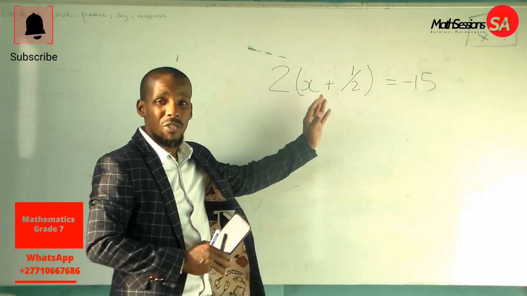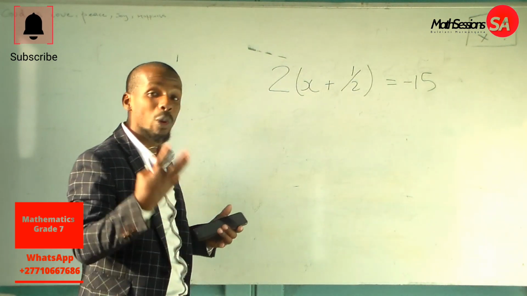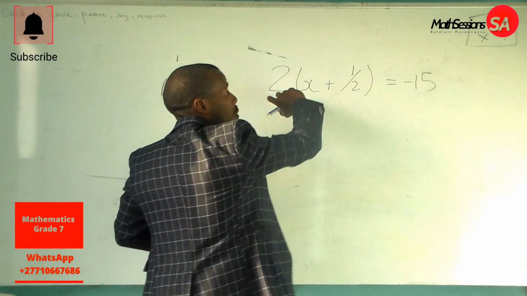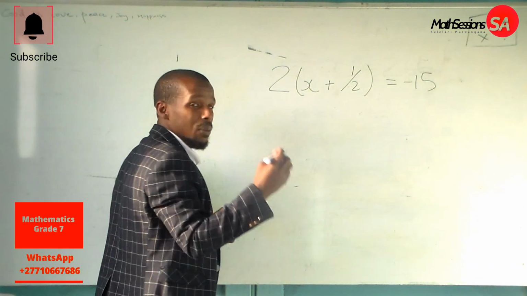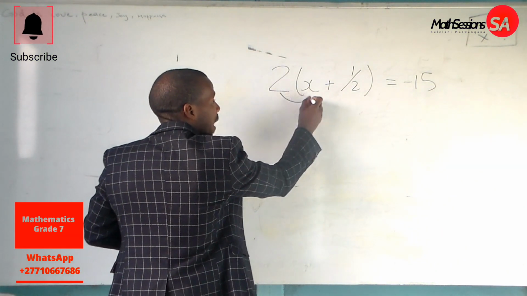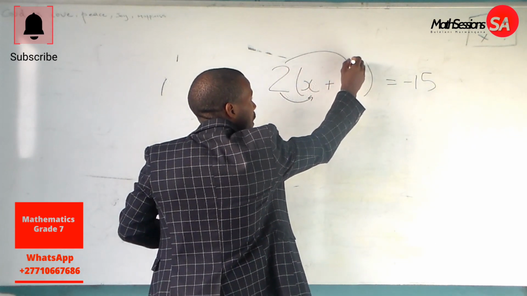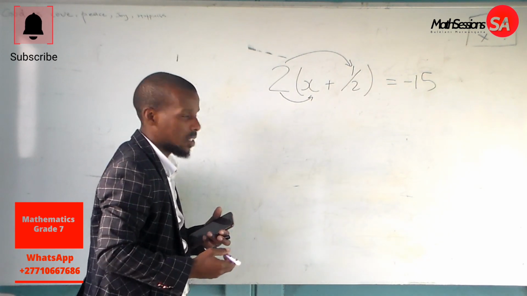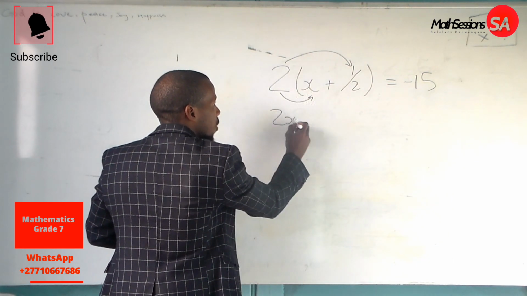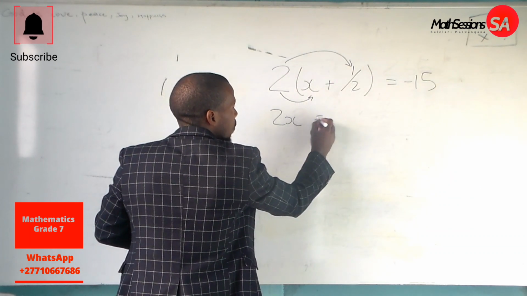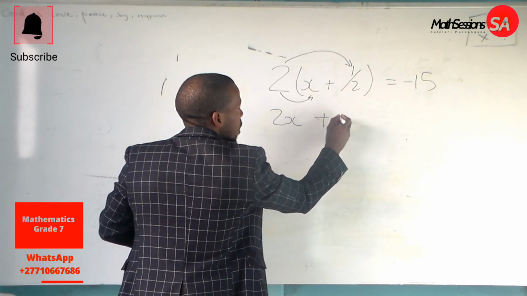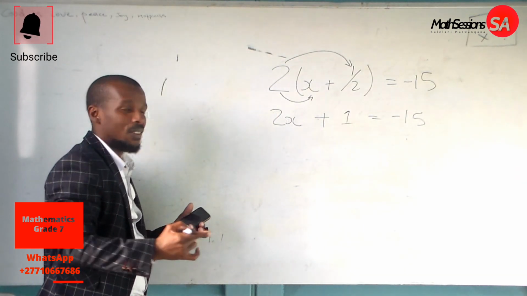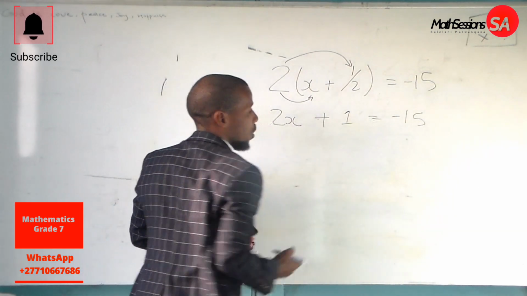The first thing for this one is the bracket. So we apply BODMAS. We get rid of the bracket by multiplying the number on the outside by whatever is on the inside, meaning the number outside multiplies each of these terms. This is the first term and the second term, and we know that terms are separated by a plus or a minus sign. So 2 times x gives you 2x. 2 times a half gives you 1. So it's plus 1 is equal to negative 15. Now we have 2x plus 1 equals negative 15.